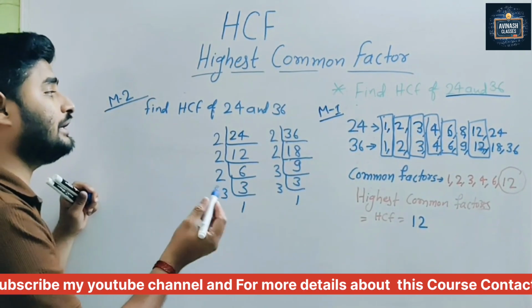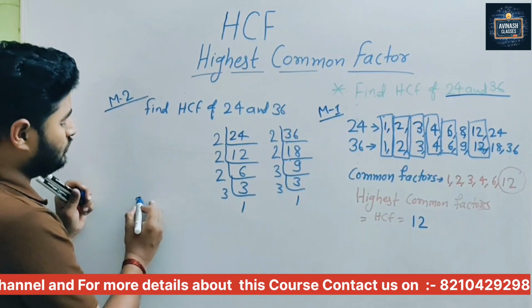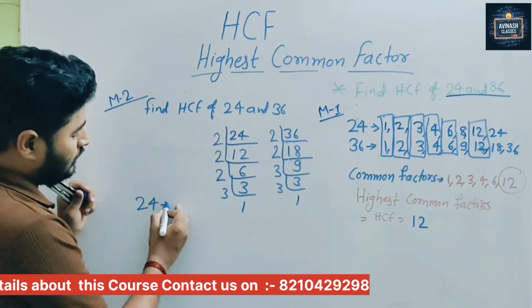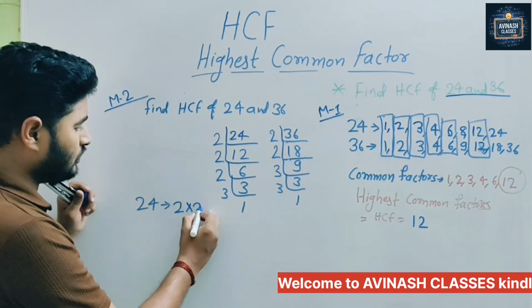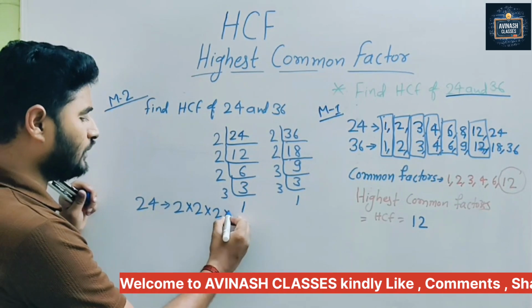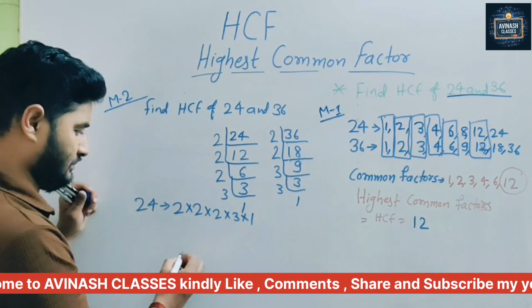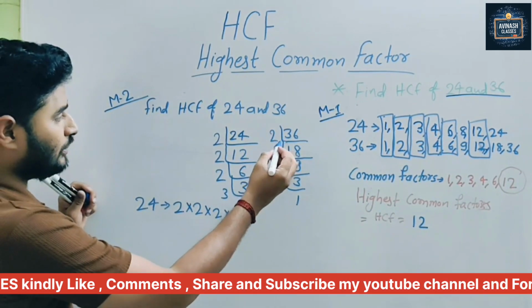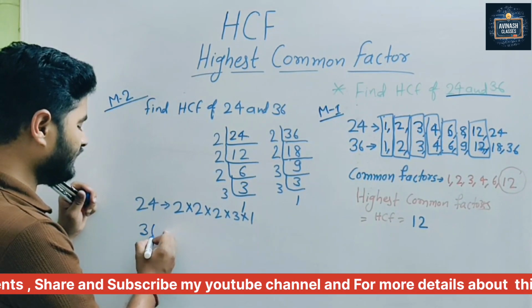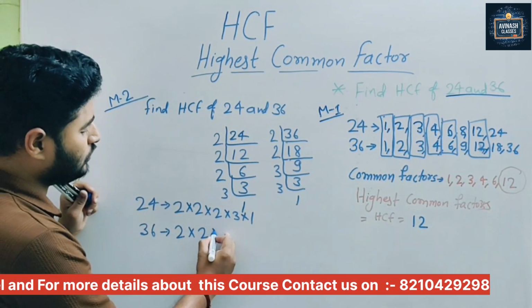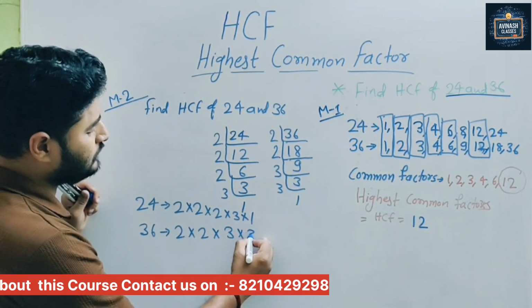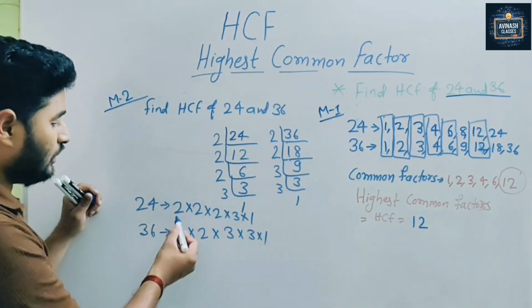So we now write it as the product of prime numbers. So 24. Instead of writing 24, can we write here 2 into 2 into 2 into 3 into 1? And instead of writing 36, what can we write here? 36 is equal to 2 into 2 into 3 into 3 into 1. See, all are prime numbers.